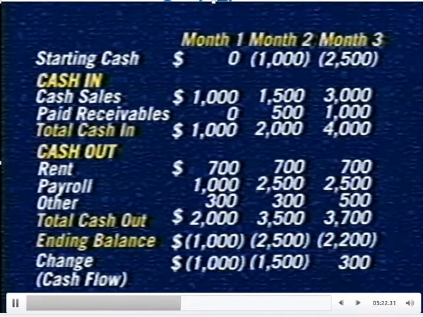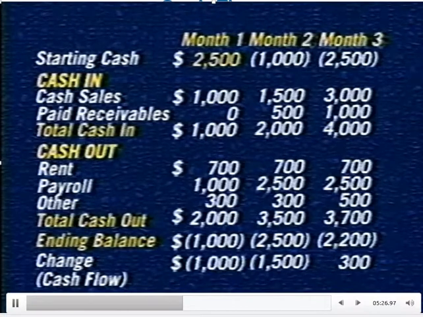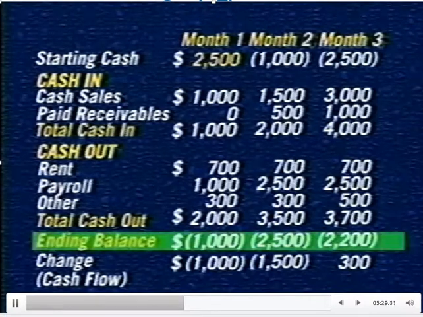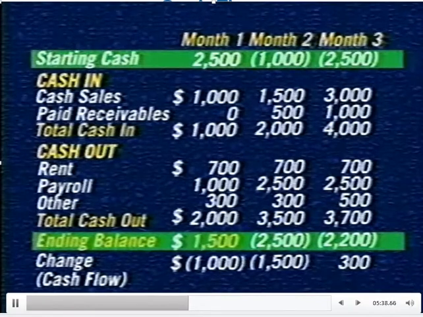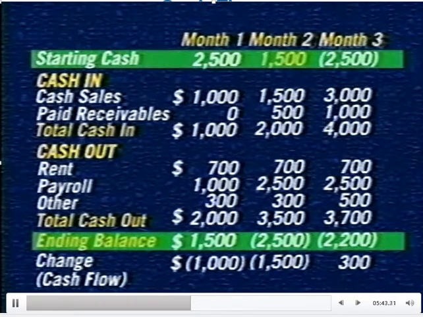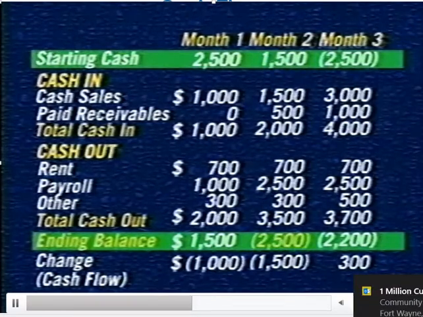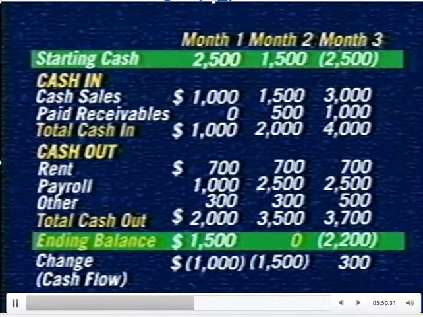Let's look at what happens when we redo our cash flow beginning with $2,500 startup cash. Our ending balance in month 1 changes from negative $1,000 to positive $1,500. Because our ending balance has changed, the beginning balance for the following month must also change. The new ending balance for month 2, which was our maximum negative ending balance, now becomes $0. We've used up all our cash, but we have also paid all our obligations this month.